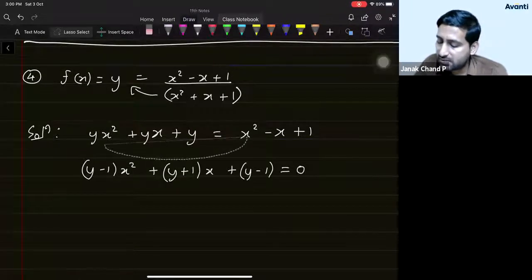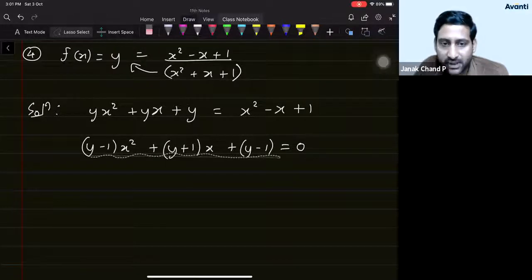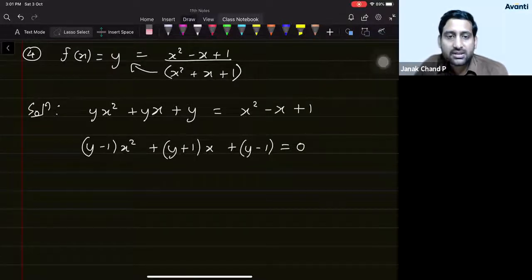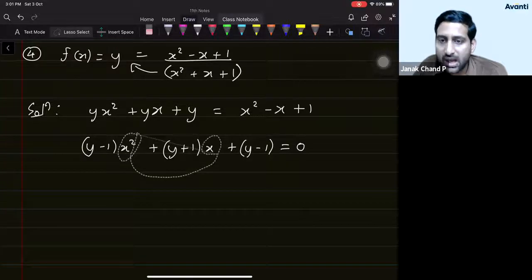I just took this next to this, and this next to this becomes plus, and when I take this next to this, it becomes y minus 1. So now, student, this is a quadratic equation, right, in x. We actually never wanted a quadratic equation in x. What we wanted was to separate out x. So now, student, it is a little bit difficult to separate out x because there are two presences, and that too, their degrees are not matching, right?